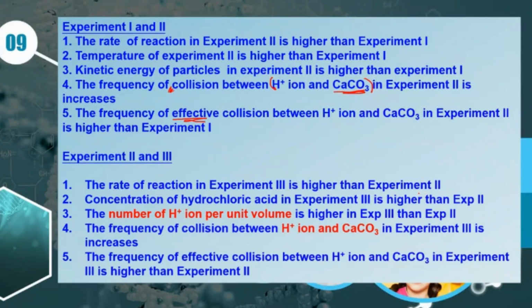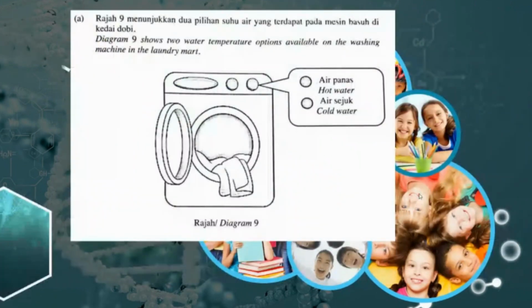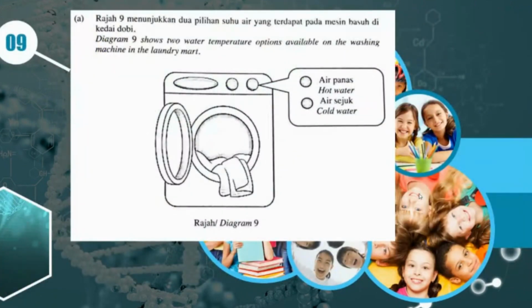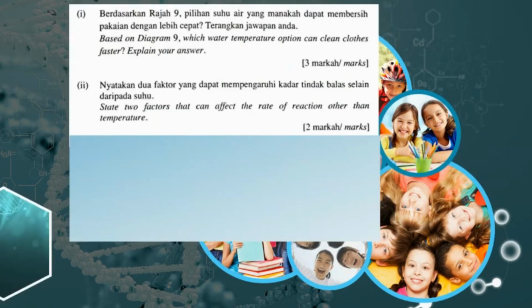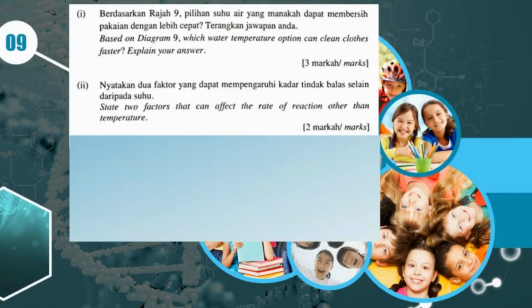Okay, class. Next, we look at this question. Essay question also. A diagram shows two water temperature options available on the washing machine. This is hot water, cold water. Based on the diagram, which water temperature option can clean clothes faster? Explain your answer. 3 marks. So first one, I think option hot water, right? Okay, hot water. Why?